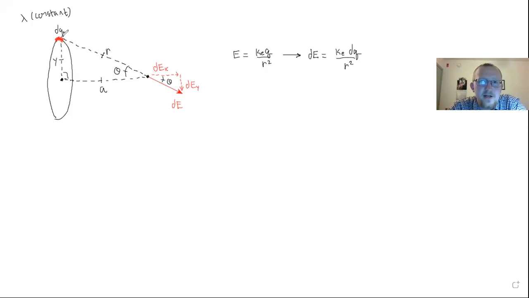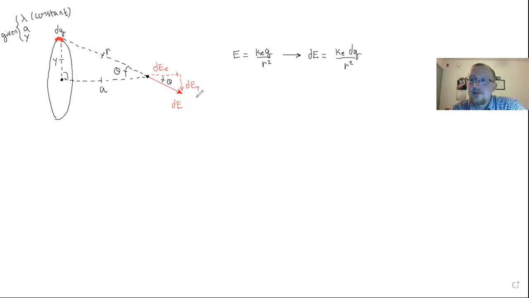If we take a look over here, I've drawn this red chunk. That's going to represent our small amount of charge. As you can see, it's some distance r from the point of interest where we're trying to calculate the electric field. In this particular problem, we're going to assume that you are given lambda, the constant linear charge density, a, the distance from the center of the circle to the point of interest, and y, the radius of the loop. So these are all given, and we're going to try to calculate the E field using these values.